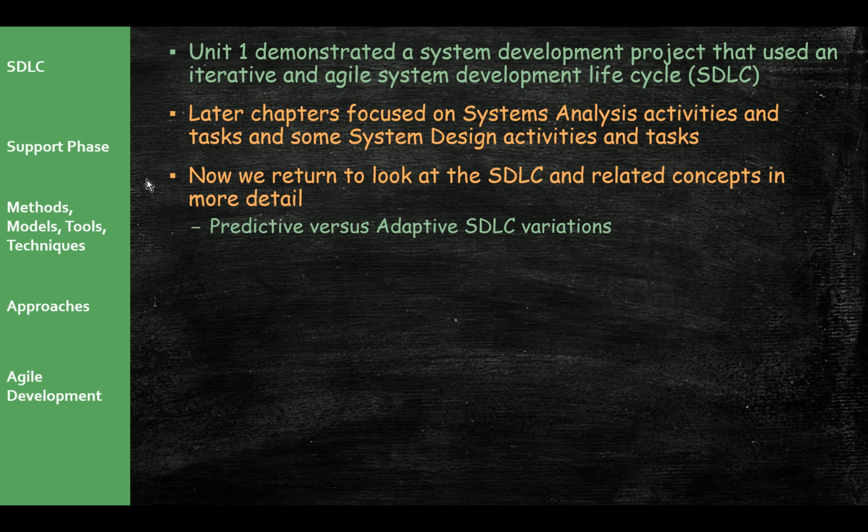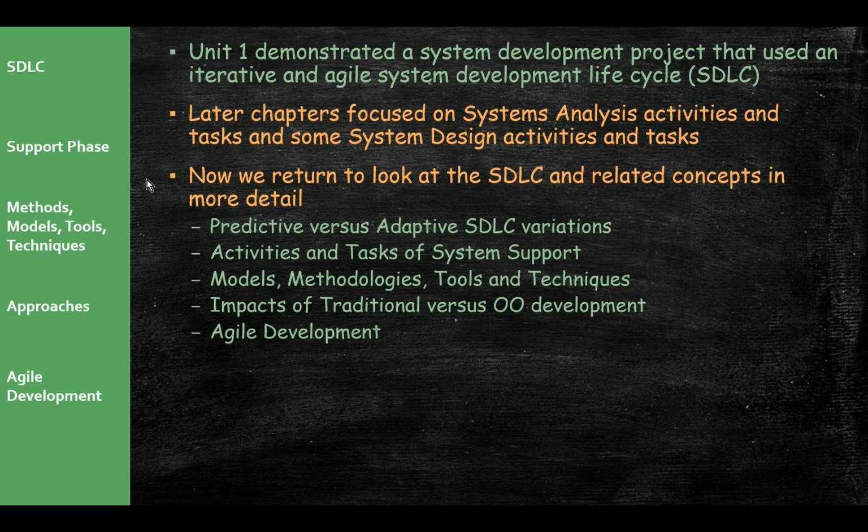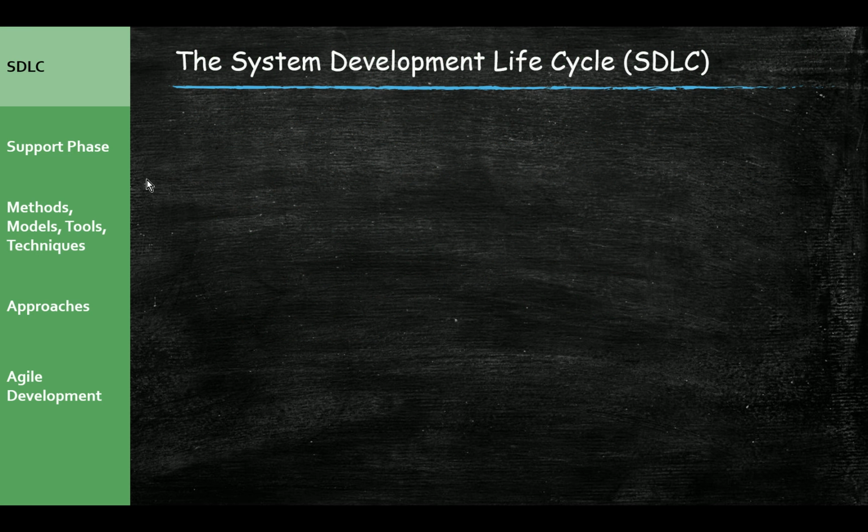So we're going to talk about predictive versus adaptive SDLCs and activities and tasks of system support. And we're going to talk about methodologies and then the models, tools, and techniques that are used within the methodologies. Impacts of traditional versus object-oriented development. And by the way, traditional you can also call structured systems analysis and design. And then what we've discussed in this class is mostly object-oriented systems analysis and design. We'll talk about those two and how they differ. At the very end, we'll talk a little bit about Agile development, which is really what most people do in modern systems analysis and design.